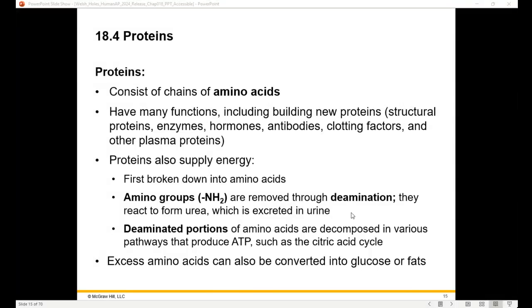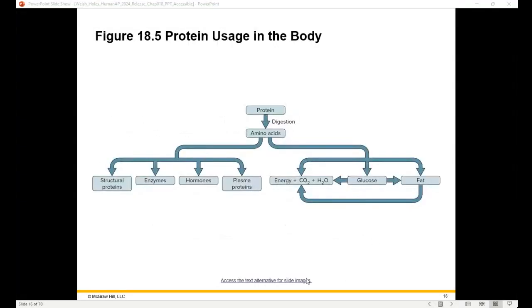Amino groups, or the NH2 groups, are removed through deamination. They react to form urea, which is excreted in urine. Deaminated portions of amino acids are decomposed in various pathways that produce ATP, such as the citric acid cycle. Excess amino acids can also be converted into glucose or fats. This graphic shows protein usage in the body and how proteins are broken down to amino acids, and then amino acids can be used to produce other types of molecules or be used ultimately to provide energy.